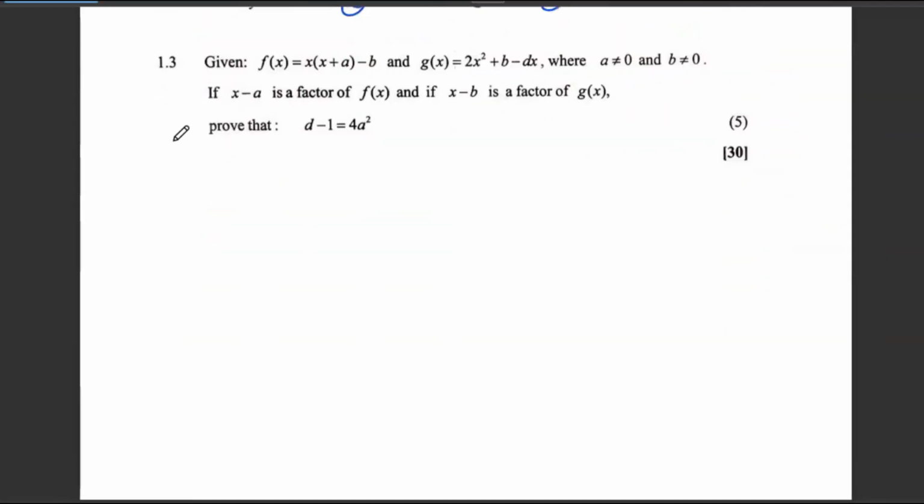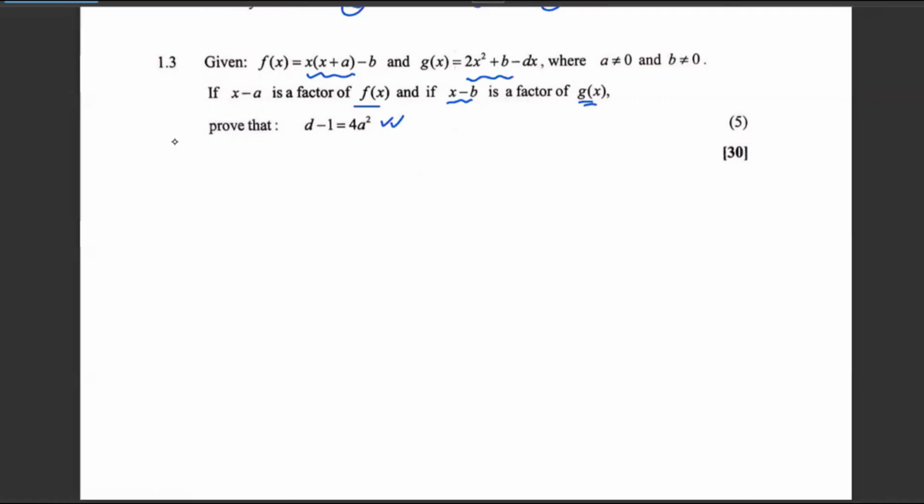1.3, they're telling us that if f of x is given as this, g of x is given as this, where a can never be 0, b can never be 0. If x minus a is a factor of f of x, and if x minus b is a factor of g of x, can we prove that d minus 1 is equivalent to that?